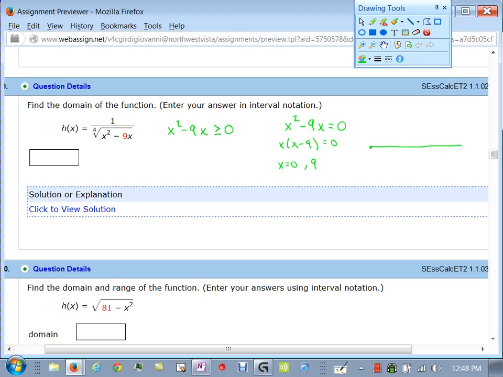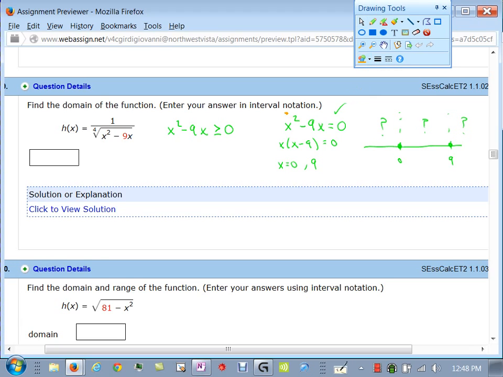So what I know is this. If I go to 0 and I go to 9, this equation is true, which means that this is 0, which means I get division by 0, which is undefined. So I know that my function cannot be defined at 0 and 9. Question is, what's happening here, here, and here? So I'll just think about this.